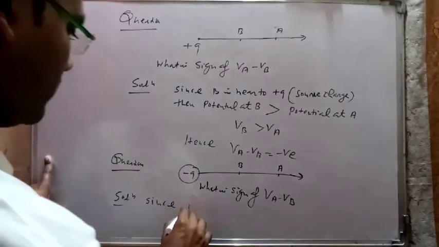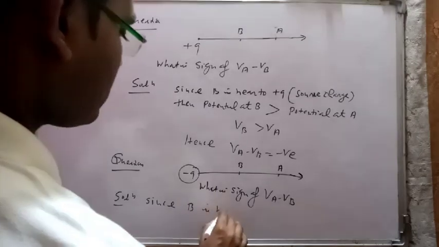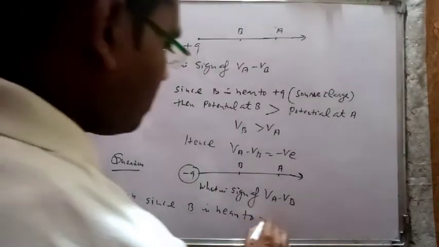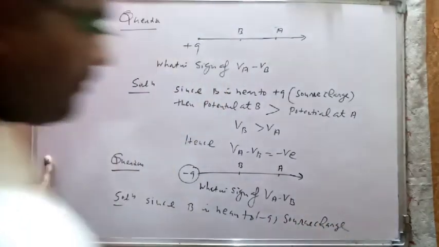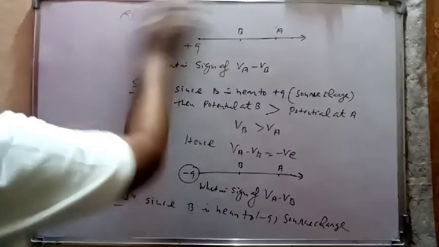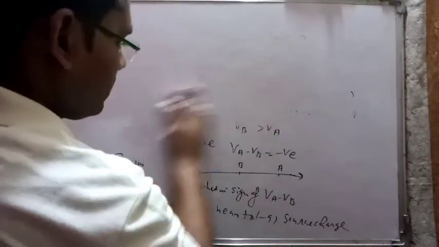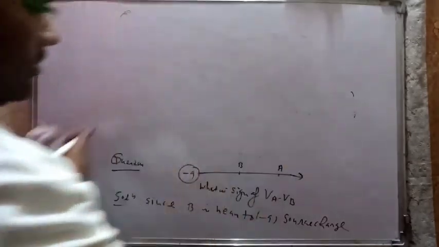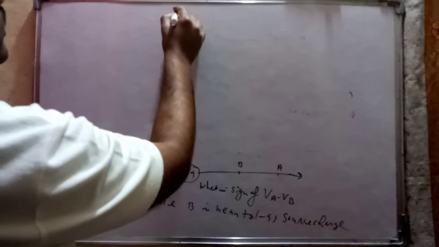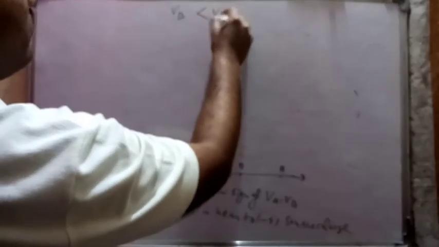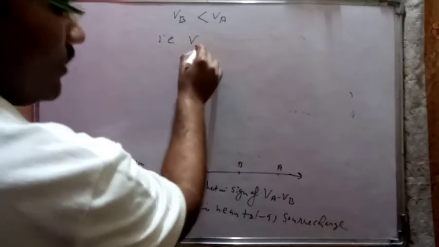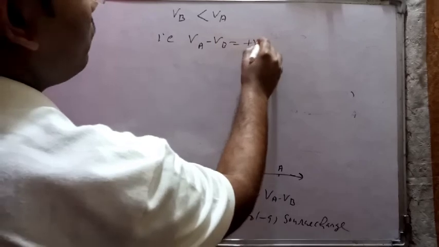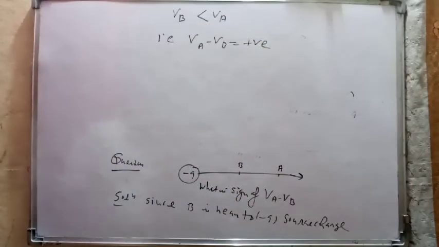Since B is near to minus Q, this one is the source charge, hence VB is less than VA. That means VA minus VB is positive. So these are the numericals put up in board examination.